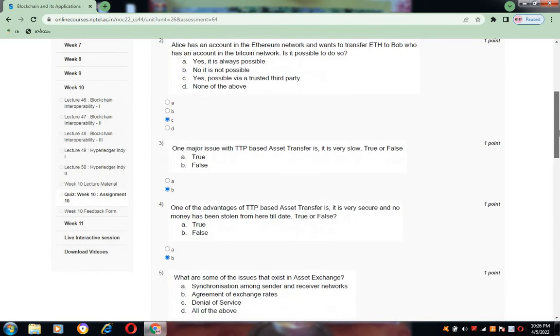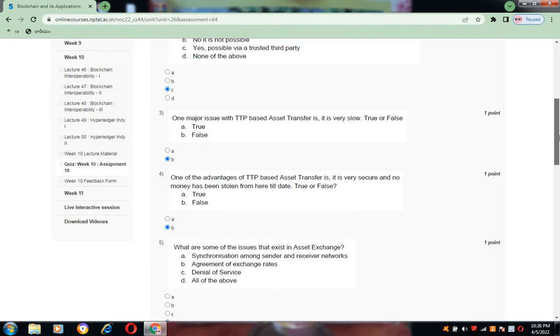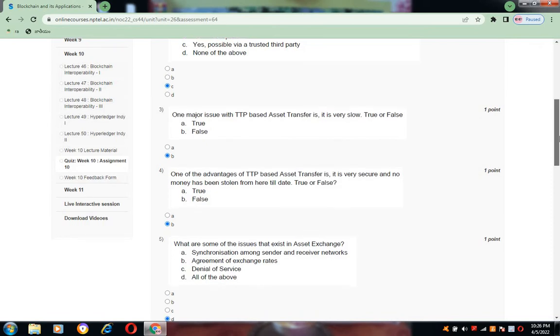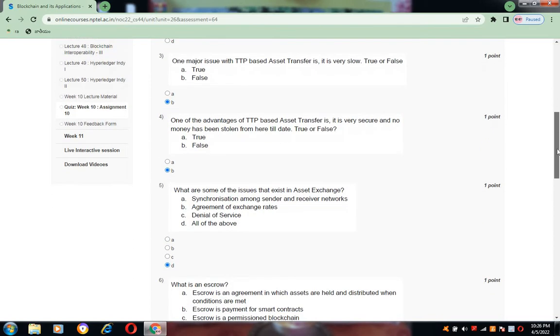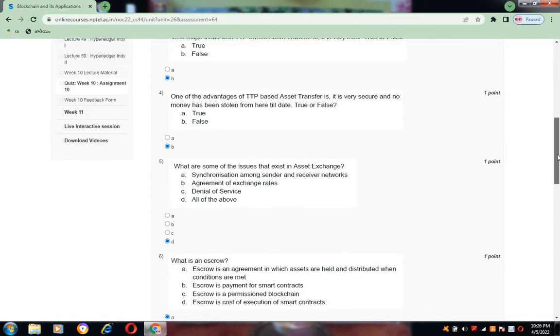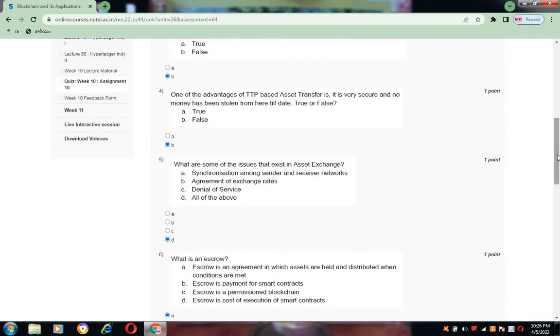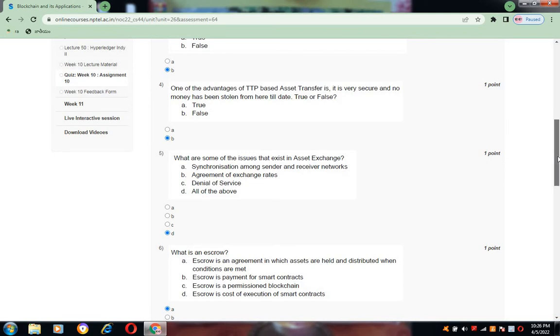Now coming to question number three: one major issue with TTP based asset transfer is that it is very slow. Is it true or false? The answer is false, so option B is the correct option. Now coming to question number 4: one of the advantages of TTP based asset transfer is that it is very secure and no money has been stolen from here till date. Is it true or false? The answer is false. So option B is the correct answer.